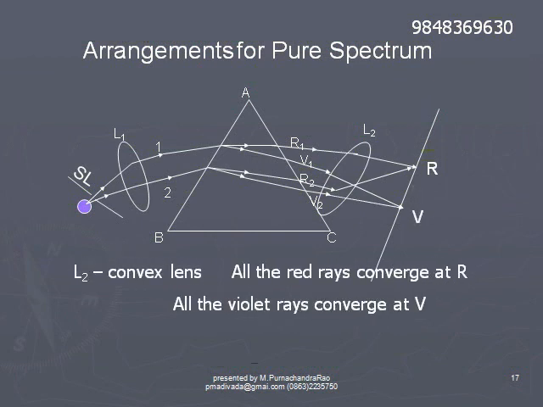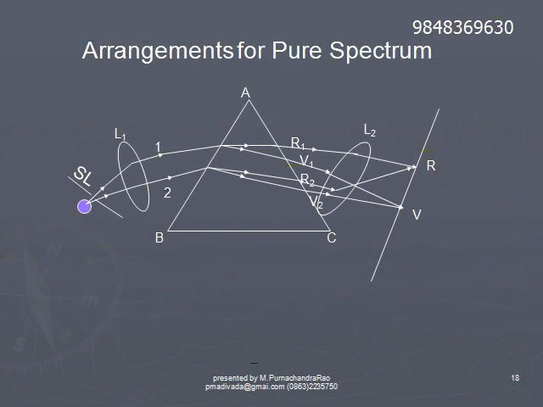Then there will be a convex lens in the telescope, which is used for converging the rays, different color rays, to different positions. Now, these are the arrangements that are provided in a spectrometer. The collimating lens and slit are kept in the collimator. And this converging lens, L2, will be placed in the telescope, in which there is an eyepiece, which is used to observe the spectrum.